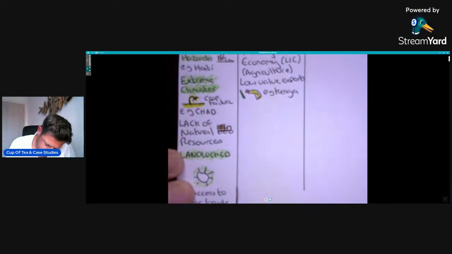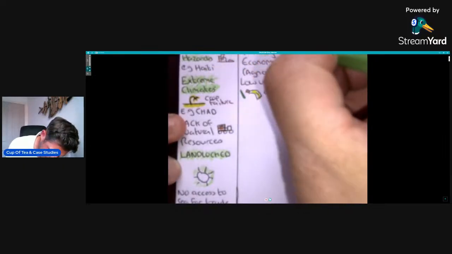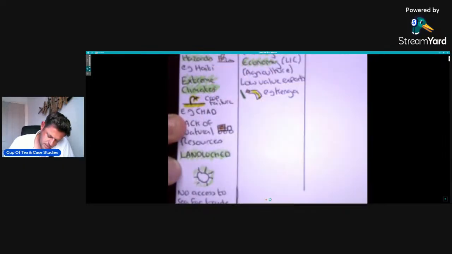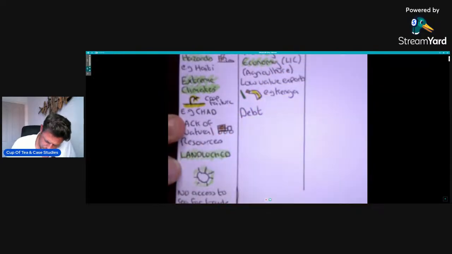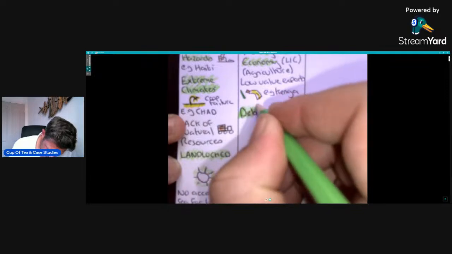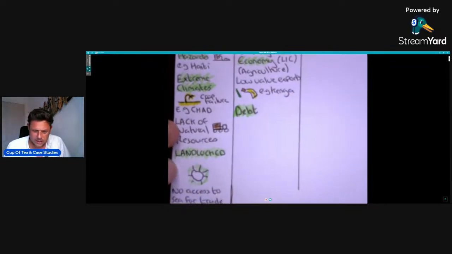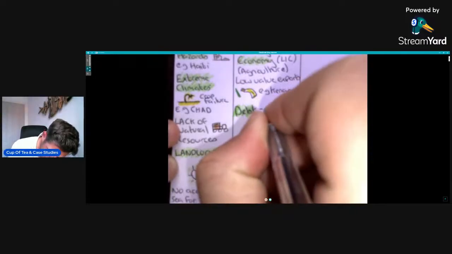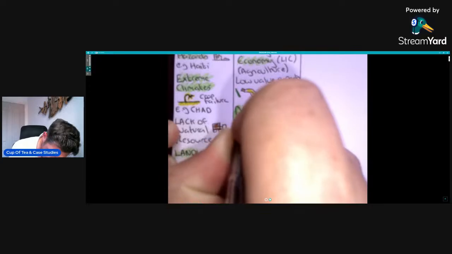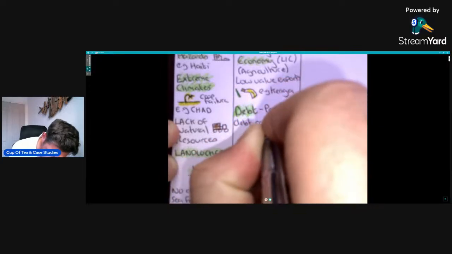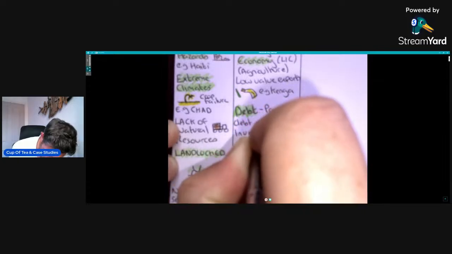The next one is, and this is what you've got to try and avoid in life, guys, debt. Countries in debt struggle to develop. No surprise, they haven't got money to spend on things that are important, like education and healthcare. So they have to pay back debt rather than investing in education and healthcare.